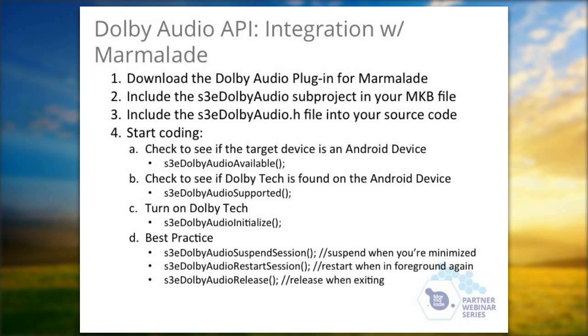And best practices include these three function calls. The reason I want to explicitly point these out is because by using our solutions, you could potentially leave audio processing on. And if you do that, battery life could take a hit. So when you're minimizing your Marmalade game, make sure to suspend correctly. When you're actually in the foreground, make sure you call for Dolby Audio restart. And lastly, when you're exiting the game, you want to make sure you release the audio object.